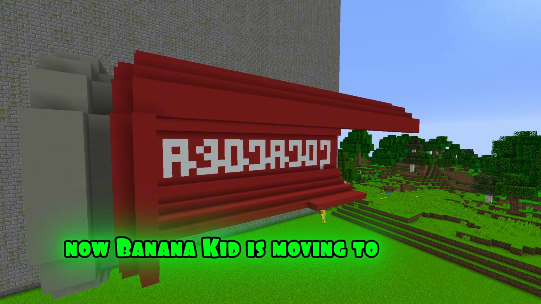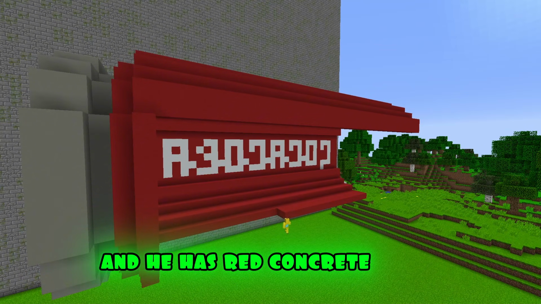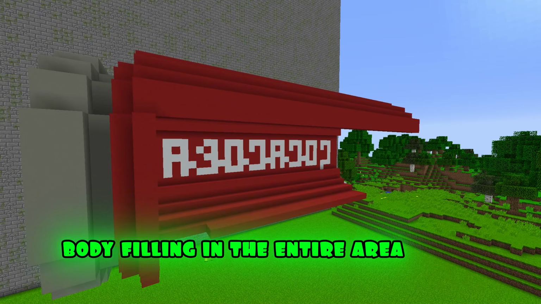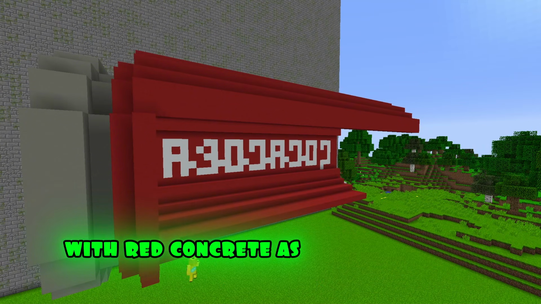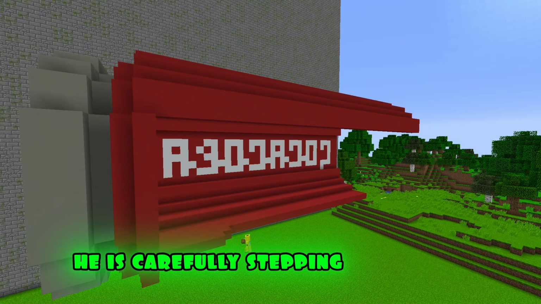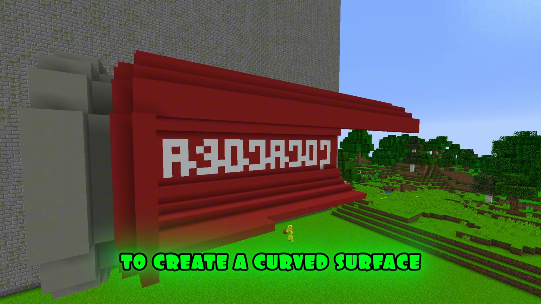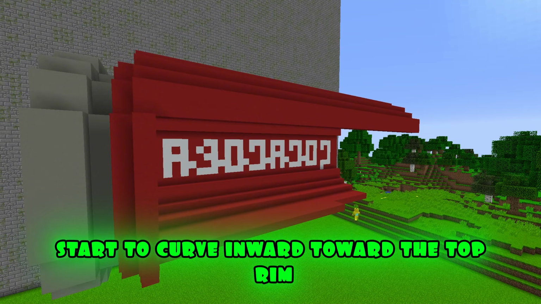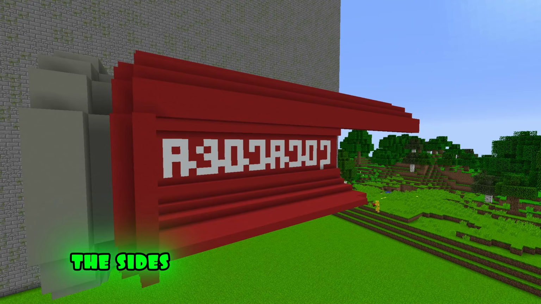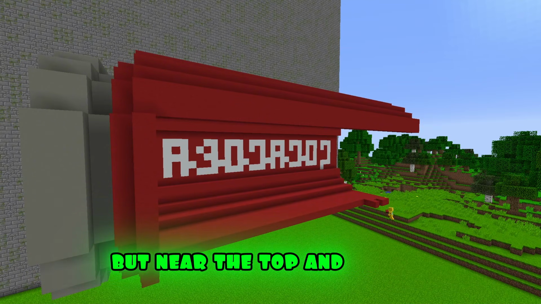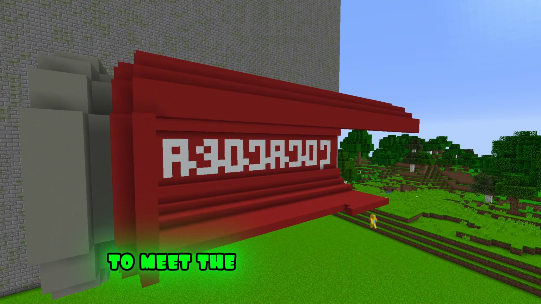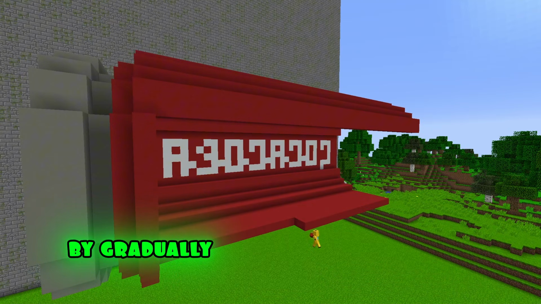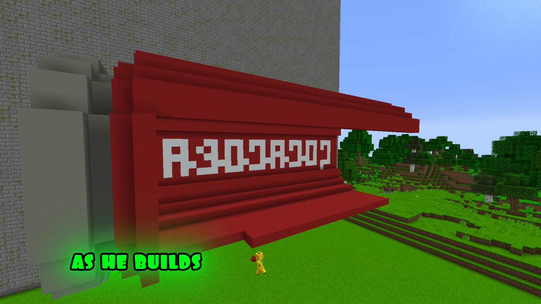Now Banana Kid is moving to the top of the can, and he has red concrete ready. He is starting to build up the upper portion of the can body, filling in the entire area above the logo with red concrete. As he places each row, he is carefully stepping the blocks to create a curved surface. This is the part where the flat sides of the can start to curve inward toward the top rim. On a real cylindrical can, the sides are straight in the middle, but near the top and bottom, they taper slightly inward to meet the smaller diameter top and bottom lids. Banana Kid is replicating this by gradually reducing the width of each row as he builds upward.